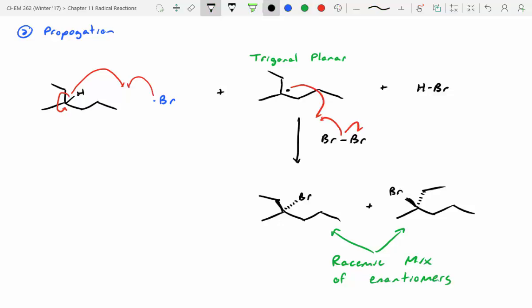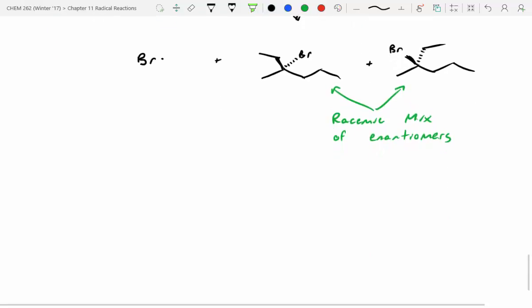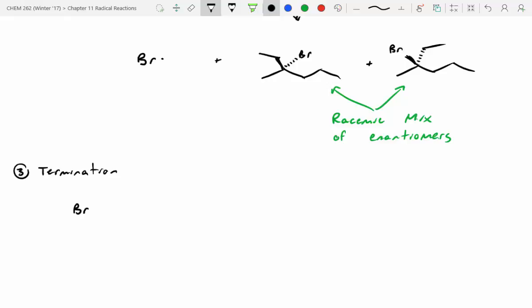And then last but not least, we've regenerated our radical, and that could continue on and make more and more of our product. And then in our last step, what was it again? Termination. And in termination, you can pick any two radicals that are around in solution and have them coupled together. You don't have to show them all. So for this example, I'll just show these two bromines forming a new covalent bond.